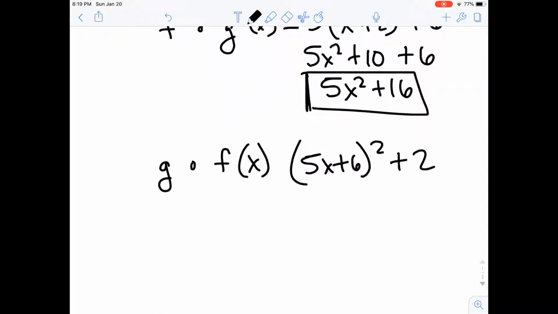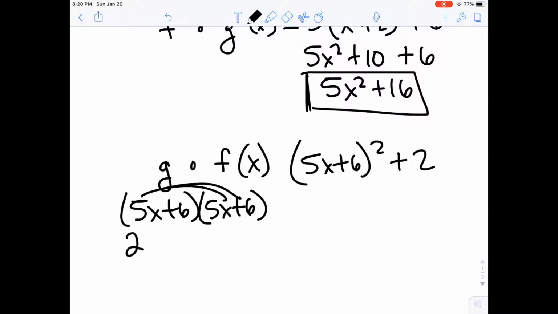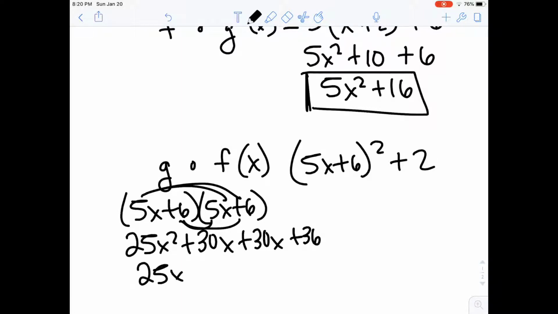Now, what can be annoying sometimes is that you have the quantity 5x plus 6 squared. You have to FOIL this, right? So you have 5x plus 6 times 5x plus 6. FOIL: it's 25x squared plus 30x, plus 30x plus 36. So you have 25x squared plus 60x plus 36. I'm going to basically replace all this with that.